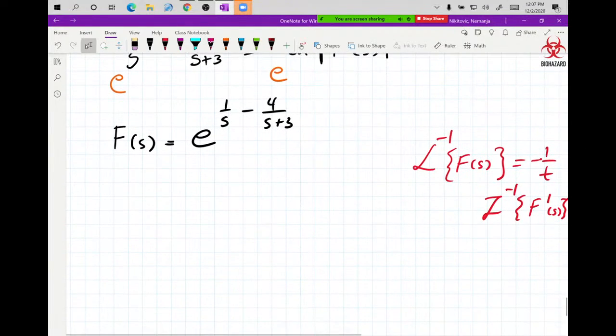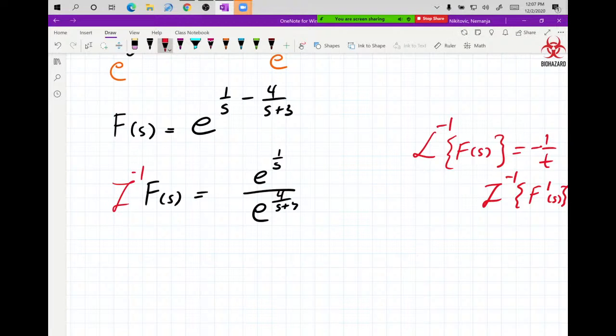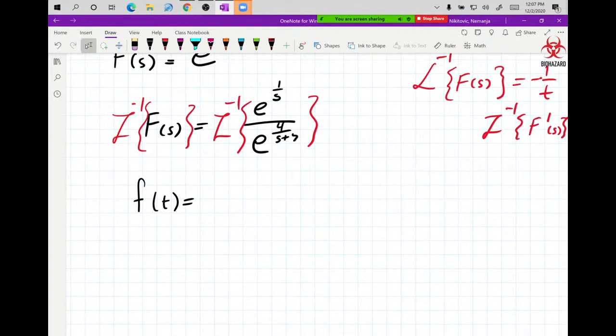Okay, so now, right, that's how you kill ln. And now you have f of S free, and that's what you needed, to have it free so you can do inverse Laplace. But before you do inverse Laplace, leave some space to stick that in later. This is e to the 1 over S divided by e to the 4 over S plus 3. And now you get to stick inverse Laplace here. And when you do that, your left-hand side becomes f of t. So you win there.